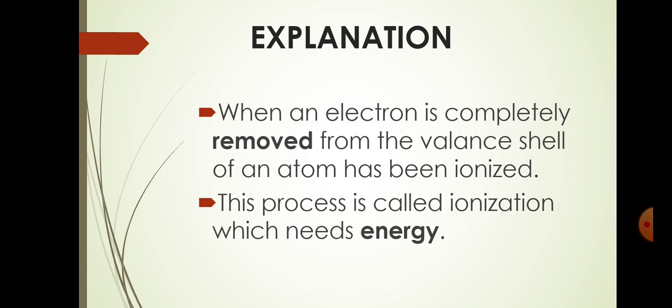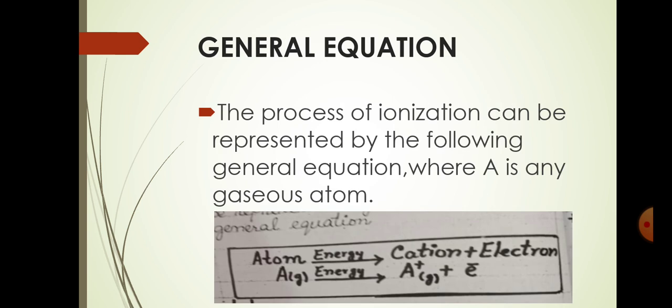Now the explanation: when an electron is completely removed from the outermost shell of any atom, or the gaseous atom, that atom has been ionized. Ionized means that the atom has a positive or negative charge. When an electron is removed, the atom has a positive charge, and when an electron is gained, the atom has a negative charge. This process is called ionization. When an electron is removed from the outermost shell, that process is known as ionization, and for that process we require the minimum energy, which forms the ionization energy.